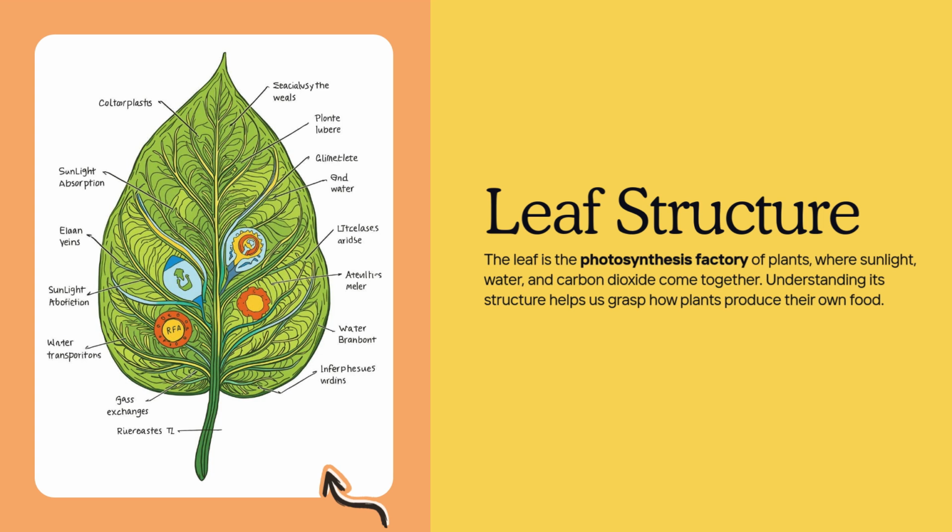Stomata. Stomata are tiny openings found mostly on the underside of the leaf. They allow the leaf to take in carbon dioxide and release oxygen during photosynthesis. Chloroplasts. Inside the leaf cells are tiny structures called chloroplasts. Chloroplasts contain chlorophyll, the green pigment that captures sunlight for photosynthesis.